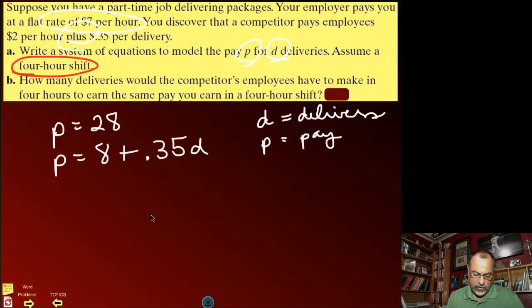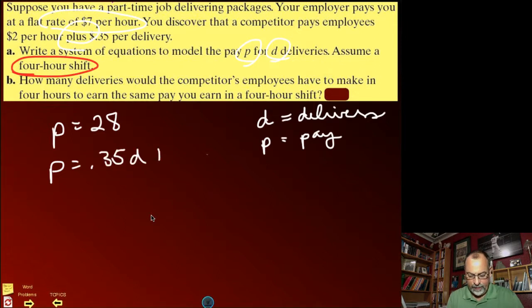Now that's not slope-intercept form, but a little bit backwards. So if we wanted to write it in slope-intercept form, we just reverse those. So let's go ahead and do that just so it looks a little bit more like what we're used to. So I'm going to get 35 cents for every delivery, plus I'm going to get $8 because I'm getting $2 an hour for 4 hours. Okay, so there would be my system using P and D, D representing deliveries, and P the amount of pay I get.